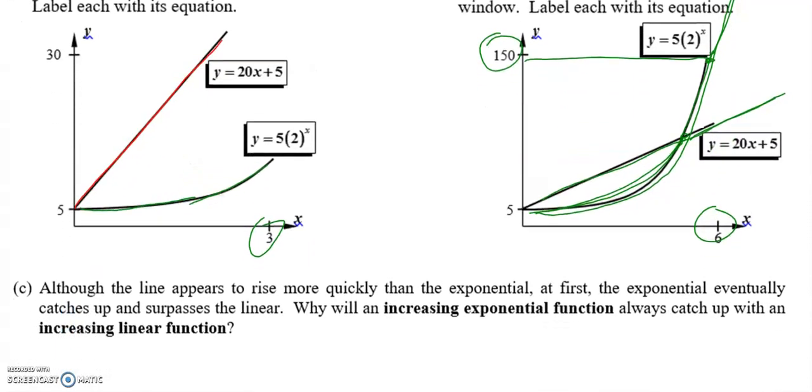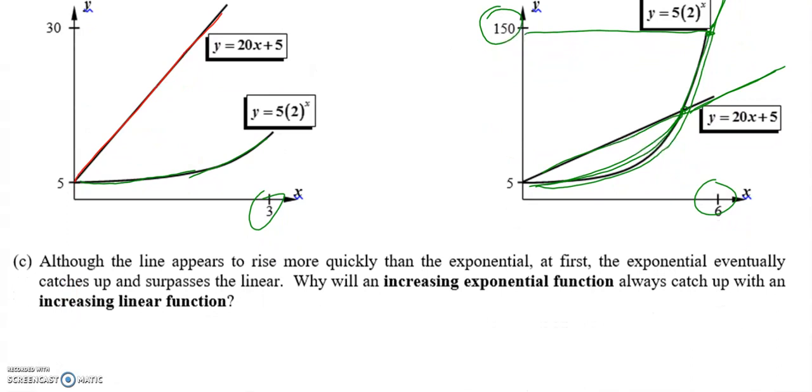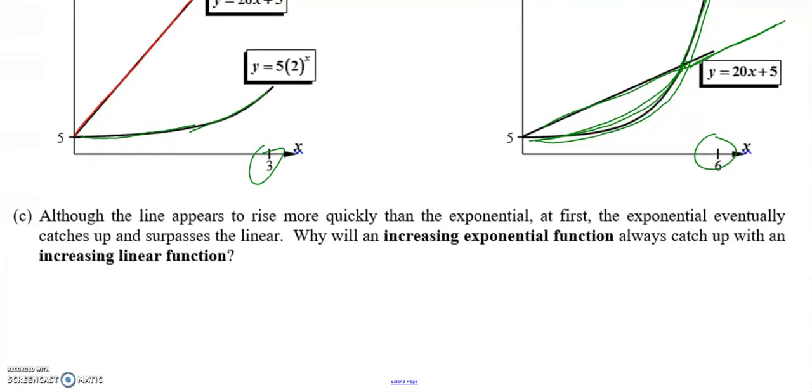And let's see what we got down here. So, although the line appears to rise more quickly than the exponential at first, the exponential eventually catches up and surpasses the line. Why does an increasing exponential function always catch up with an increasing linear? I guess I kind of talked about that, so again, we'll just fill this in together.